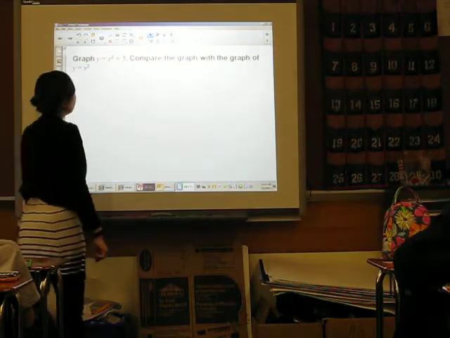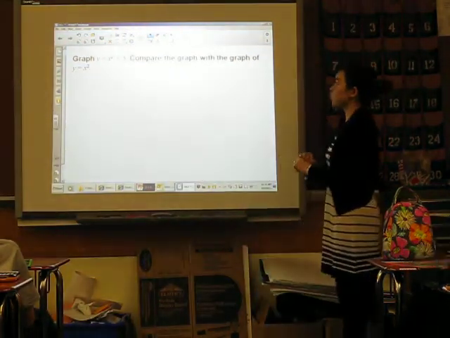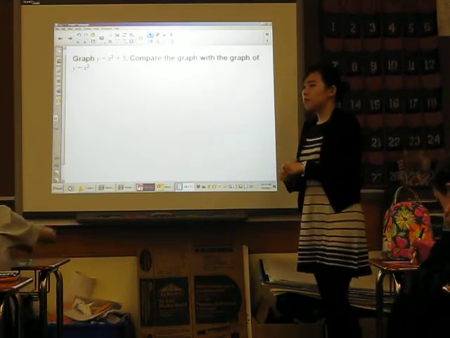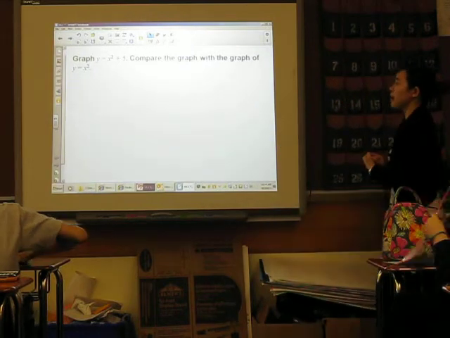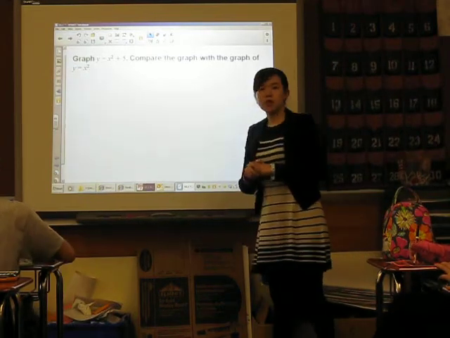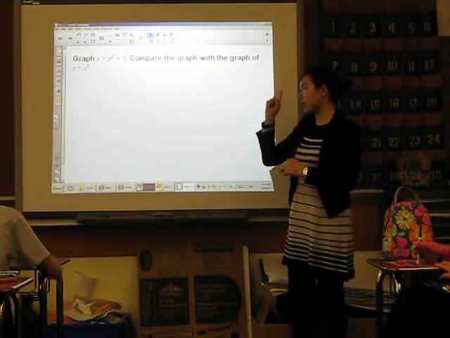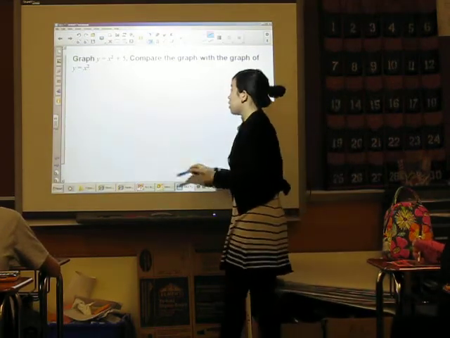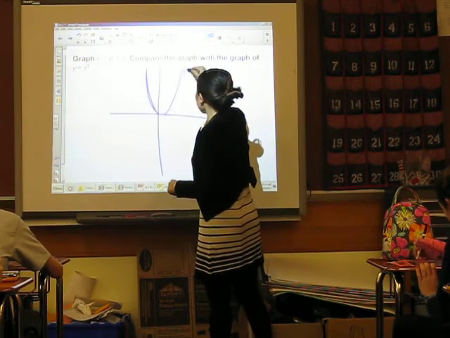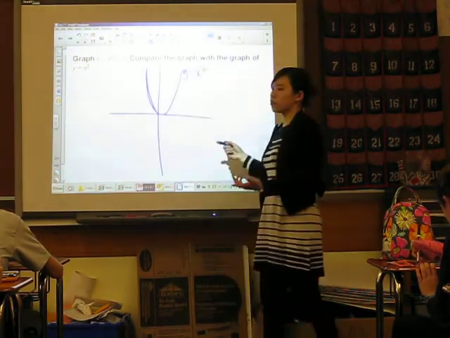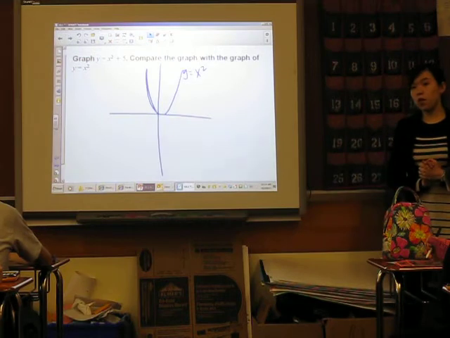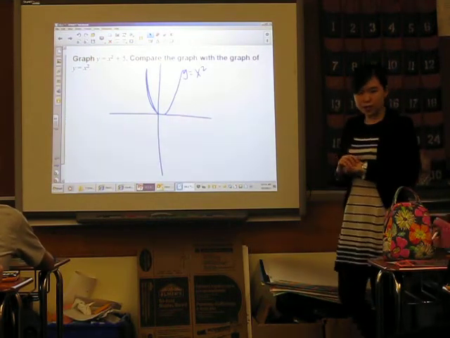So I want you to graph y equals x squared plus 5 on your graph paper, and also compare it with the graph of y equals x squared, which is the parent function. Here is your y equals x squared, and I want you to draw the new one to compare these two. The way to graph is to create your t-chart.